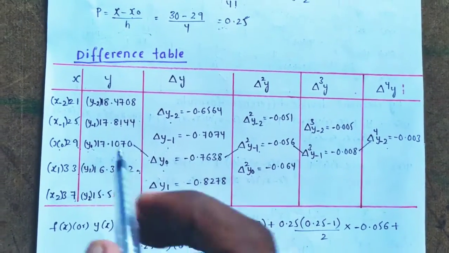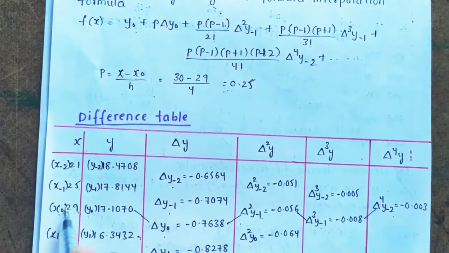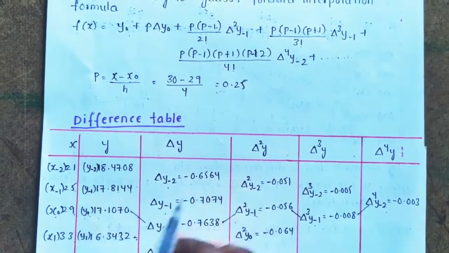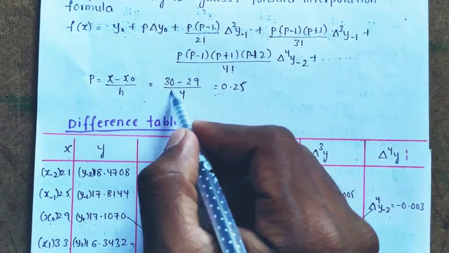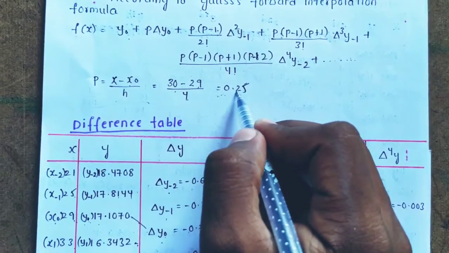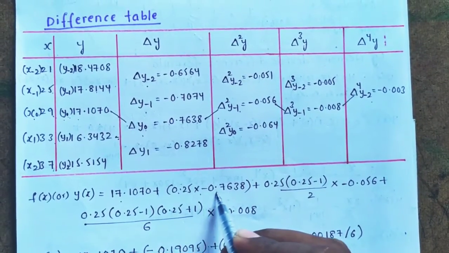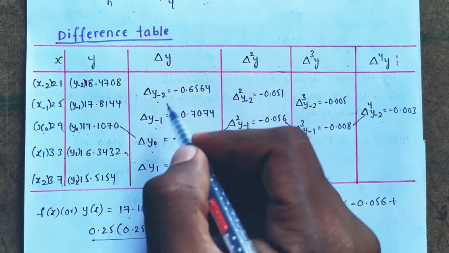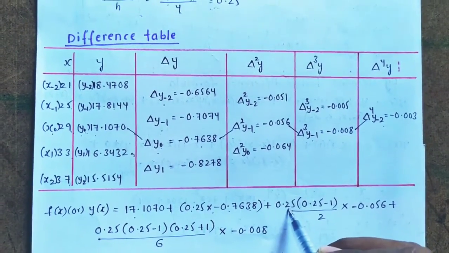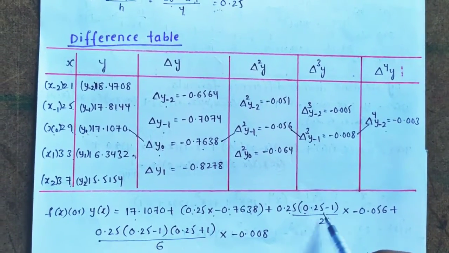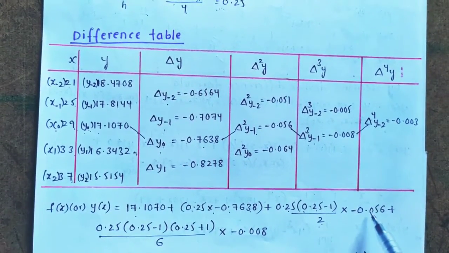Here y naught means 17.1070 plus p. We take x naught as 29. Substitute this x naught value, and 30 minus 29 by 4 equals 0.25. This is the p value, and the formula we already know: p into delta y naught, here delta y naught is minus 0.7638, plus 0.25 is p, into p minus 1, with p value 0.25 minus 1, by 2 factorial means 2, into del square y minus 1.